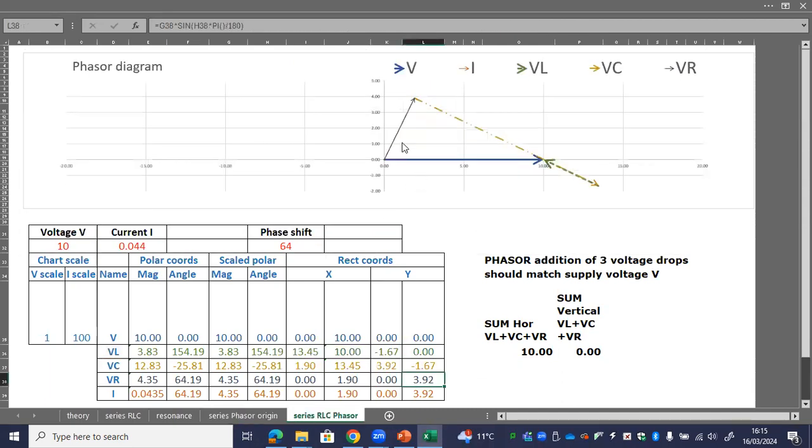What if we add the voltage phasors together? We've started at VR at that point. Then we add on VC at the end of VR. We go to the end of VC and we add on VL. And lo and behold, we get to the end point of the supply voltage phasor line back to the origin. And that makes the supply voltage agree with Kirchhoff's voltage law, which is effectively energy conservation.